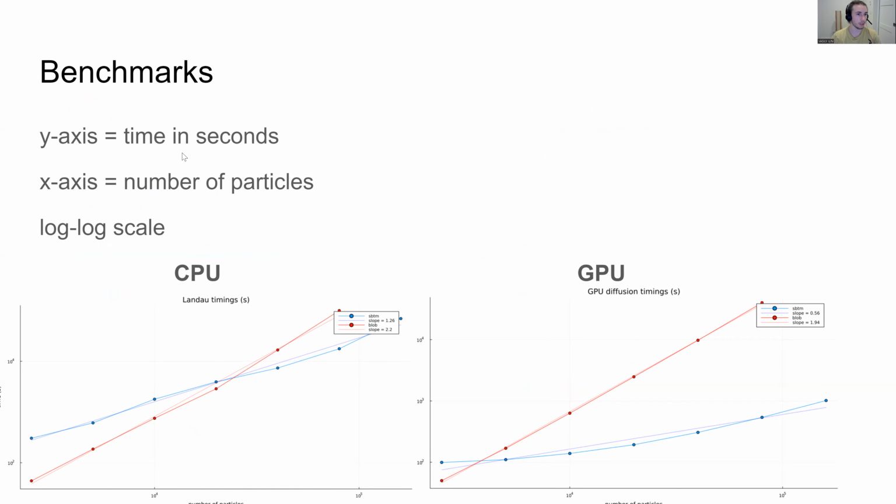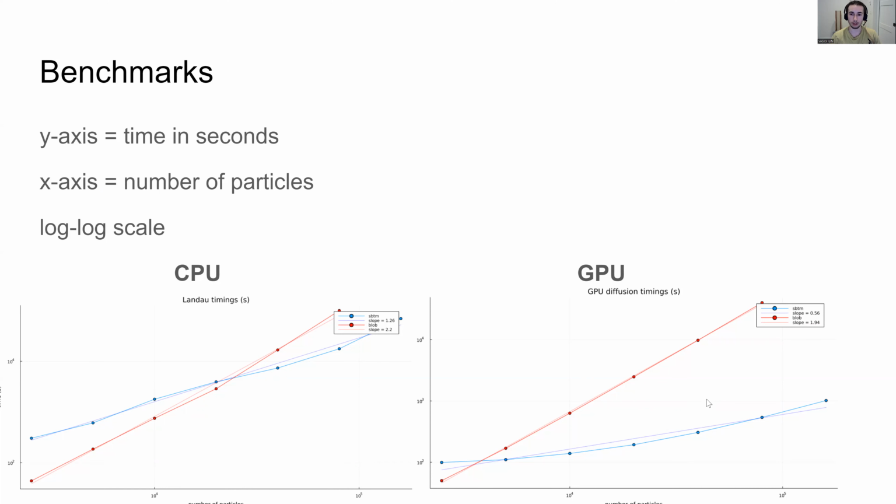The y-axis is the time in seconds, and the x-axis is the number of particles. It's log scale. The left is the CPU implementation. The blue line is the neural network method, and the red line is the kernel density estimation method. We see that the neural network scales approximately linearly with n, and the other method scales approximately quadratically with n.